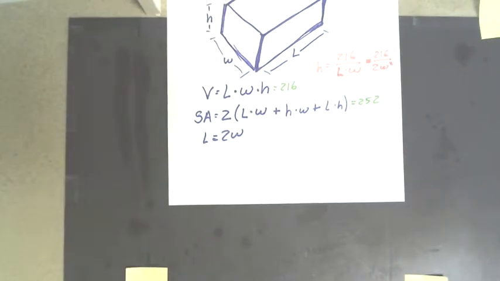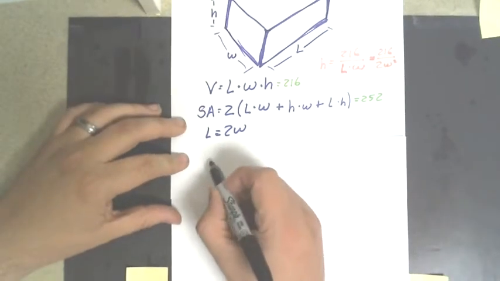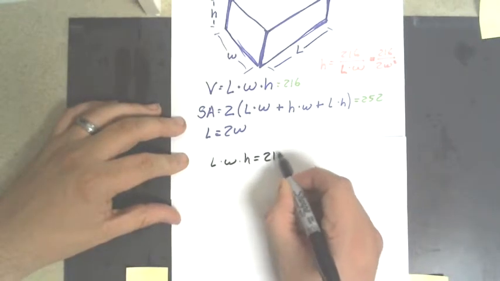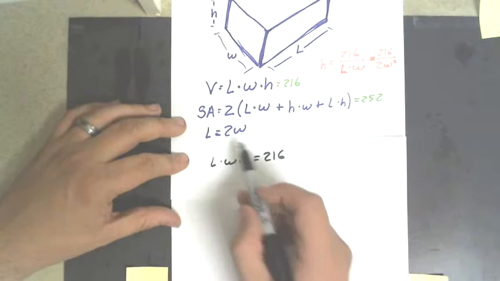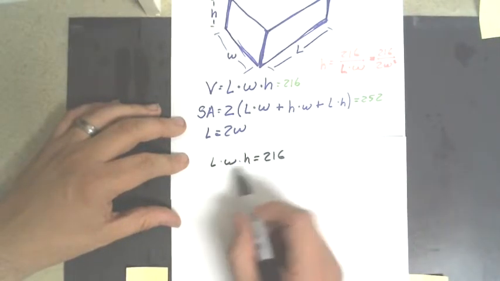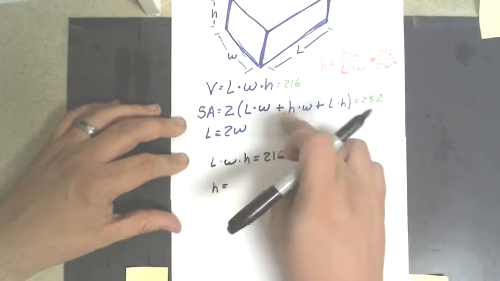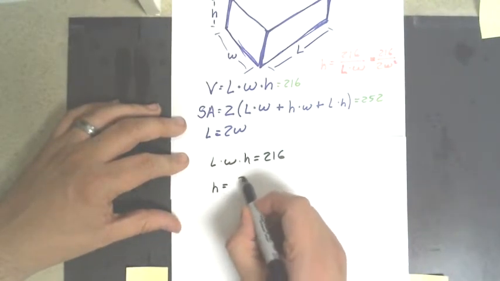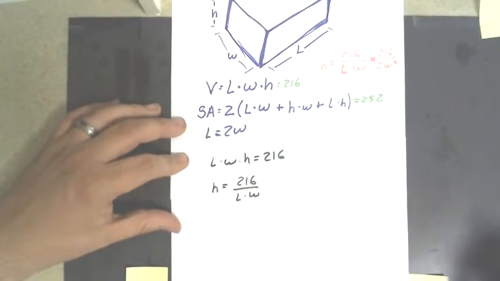Let me actually move this down a bit and just redo that. So we know our volume, our length times width times height, is equal to 216. Since we want to try to eliminate some variables, and we have a lot of things in terms of W, let's go ahead and solve this for H, so that way we can get rid of the H's in here. So divide both sides by L and W, 216 over L times W.